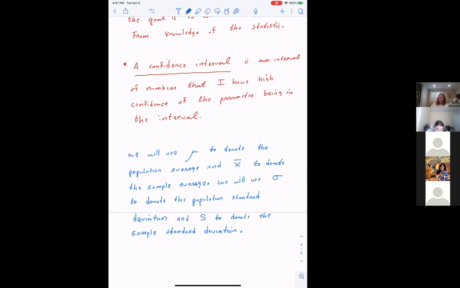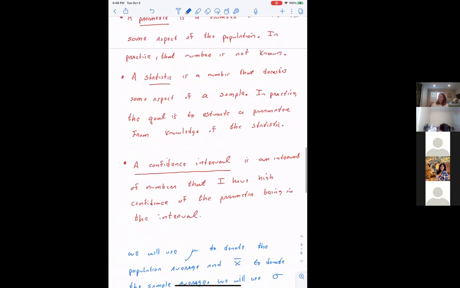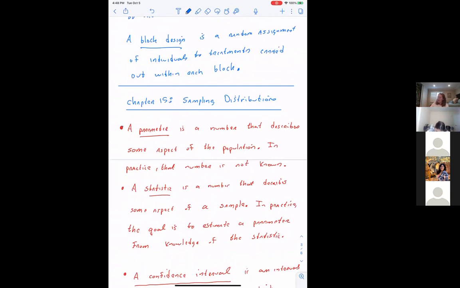Okay? With me so far? Okay. So that was section 1 on parameters and statistics. I should come up here. I always forget to do this, but 15.1 is on parameters and statistics.